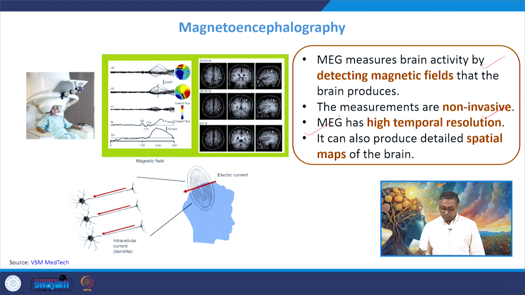MEG has a better temporal resolution and it can produce a detailed spatial map of the brain, unlike the EEG system, as I told you earlier. So MEG is also an effective tool, but it is non-mobile and expensive, unlike EEG which is mobile in nature. You can carry it from one place to another easily, but MEG systems are not. Now some of you may be using EEG systems that cannot be mobile, but with modern tools and techniques, EEG systems can be mobile and even wireless, but the MEG system is not, and it is very expensive in nature.